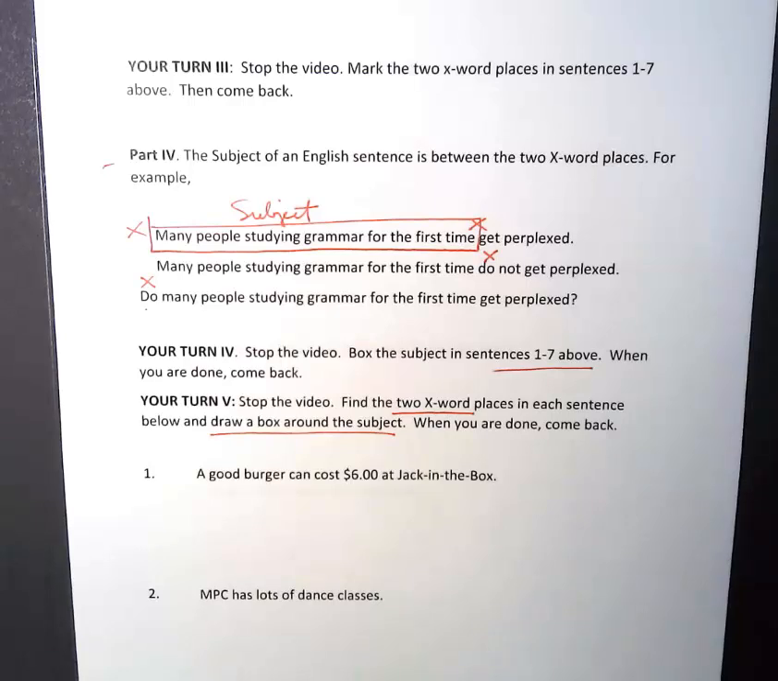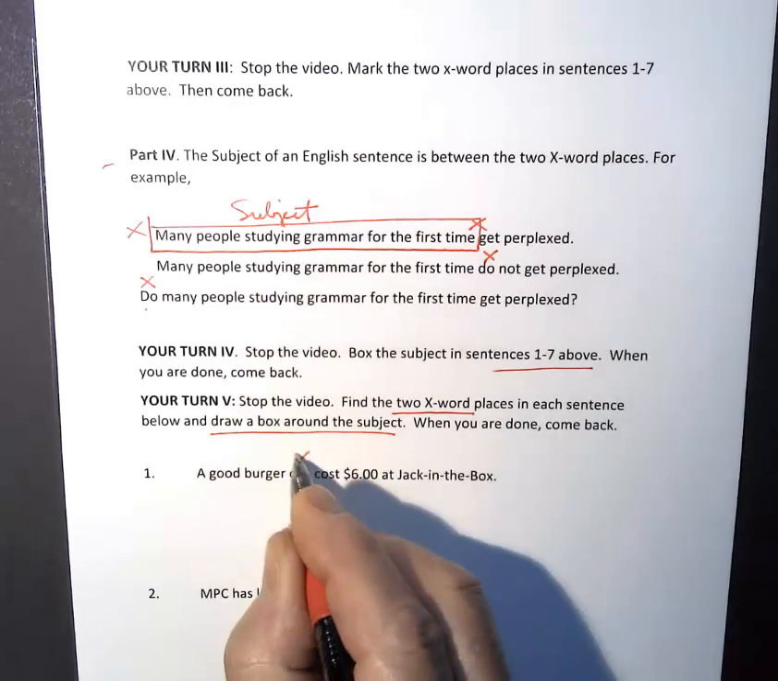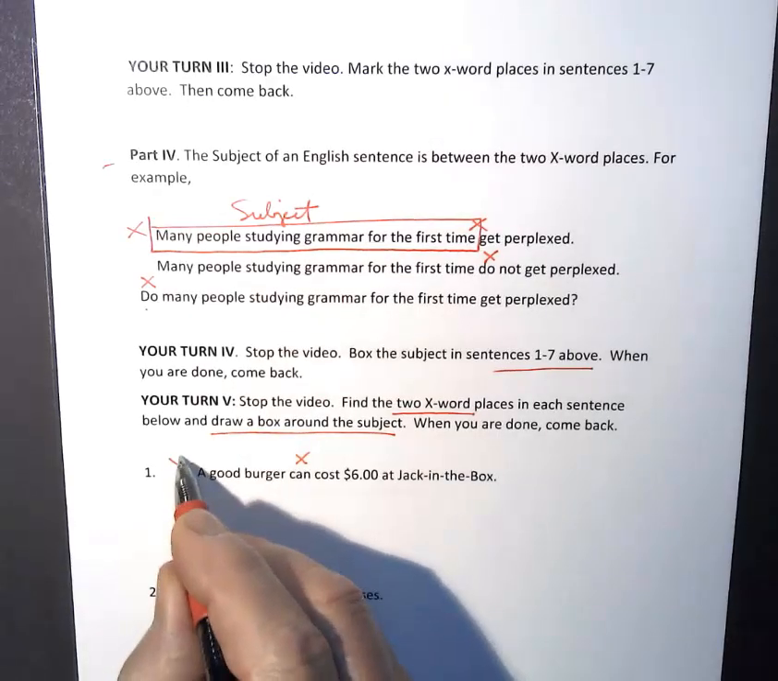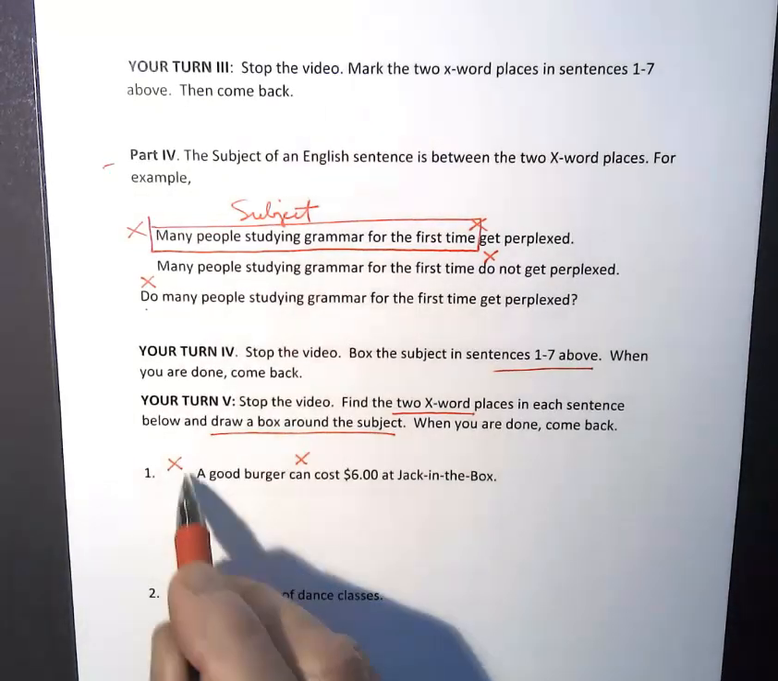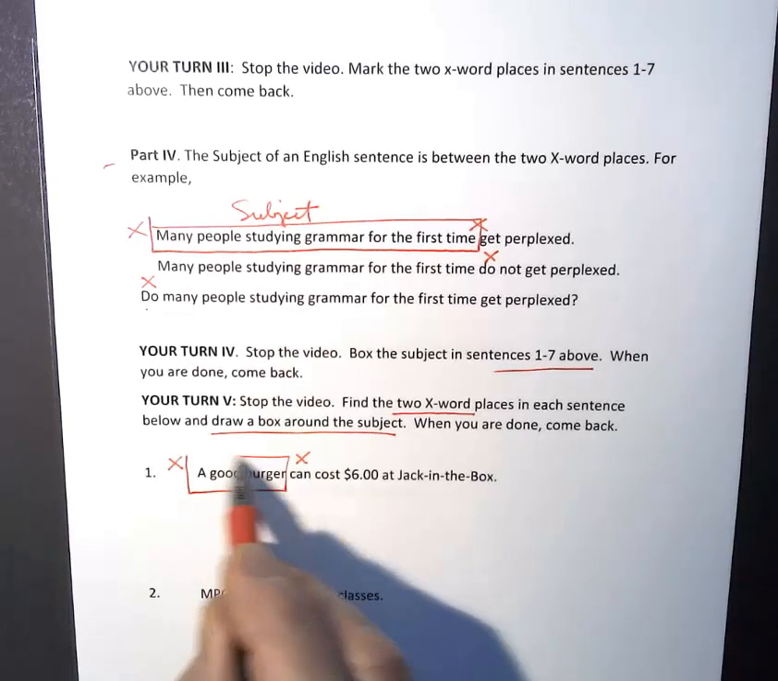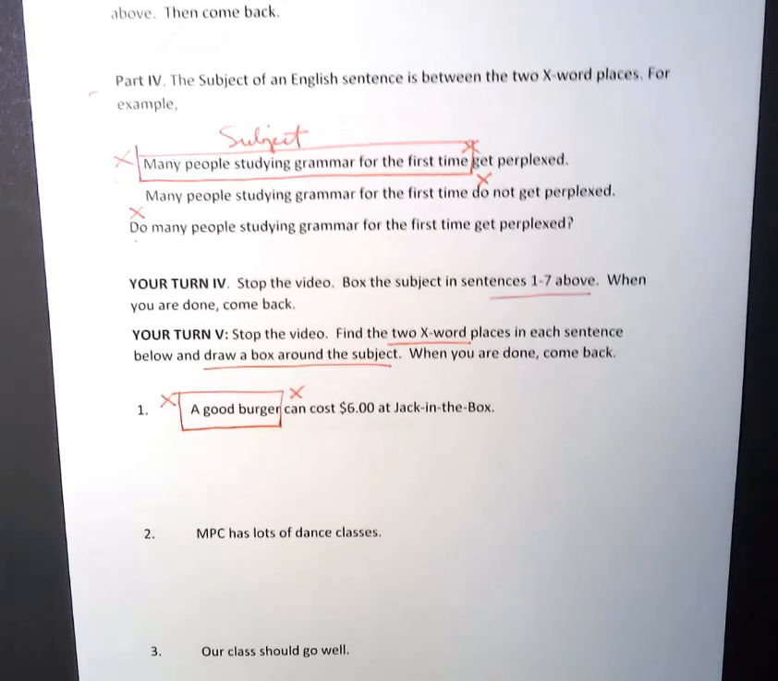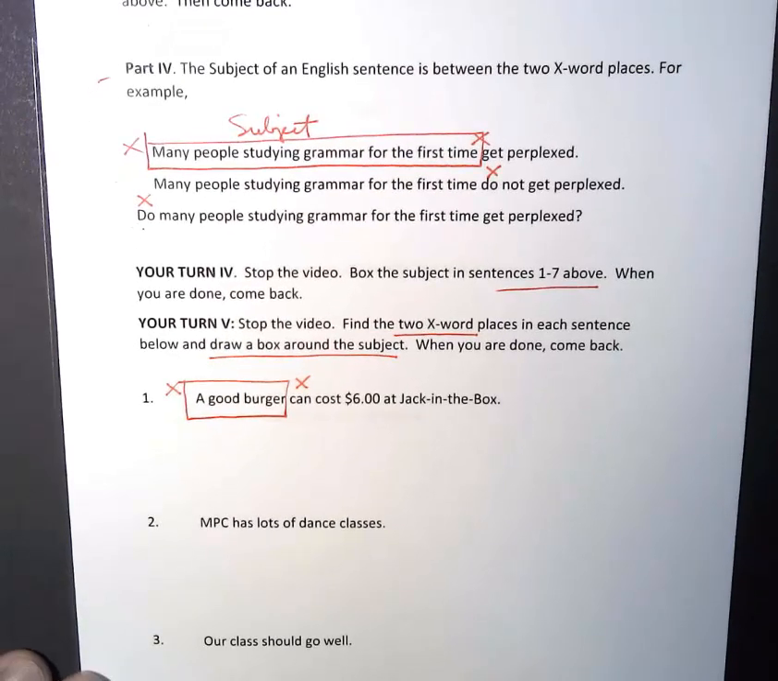A good burger, number 1, can cost $6. Now I could ask the question, can a good burger cost $6? A good burger is the subject. MPC has lots of dance classes, and very often many people say, oh, has is the X word, because I know there is an X word, has.